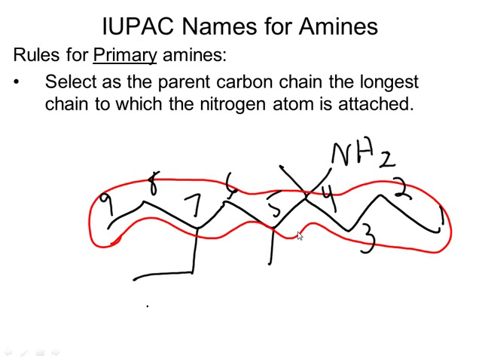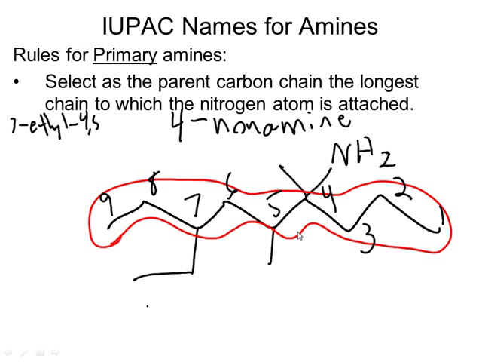So that means that our parent chain name is going to be nonanamine, right? But we also have to indicate where the nitrogen is attached. So it's attached, you can see it, at carbon number 4. And the other substituents are just dealt with exactly as normal. So we have an ethyl group at 7 and 2 methyl groups at 4 and 5. So alphabetically first comes the ethyl group, so 7-ethyl-4,5-dimethyl-4-nonanamine. So again, this 4 indicates where the nitrogen is.